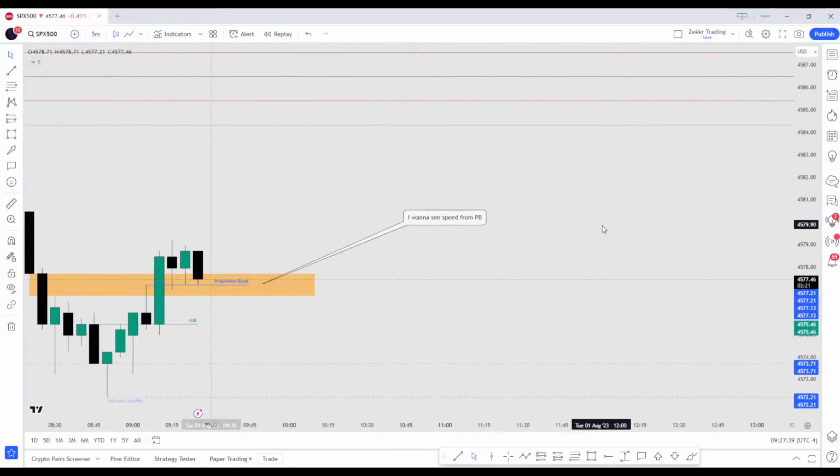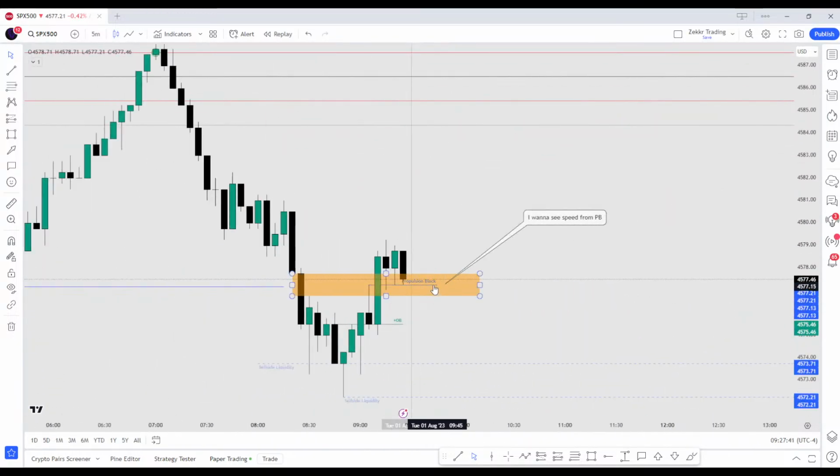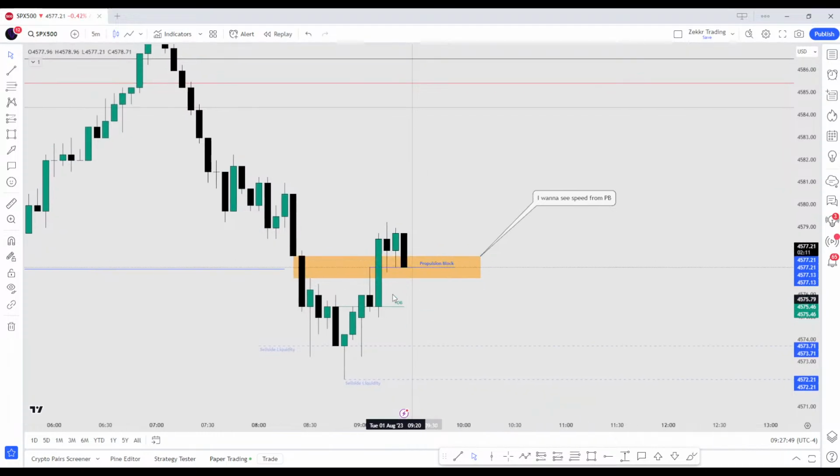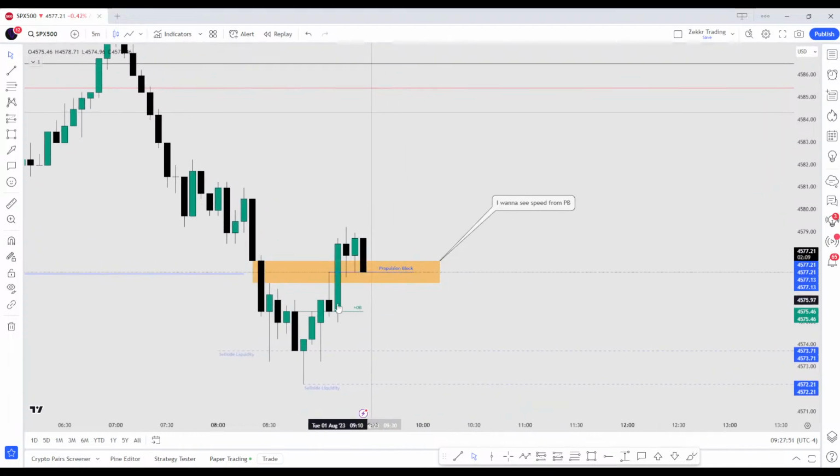I'm not really gonna trade this propulsion block right now, because this is not my model, but I'm just looking at what I'm seeing, and I don't really want to see a close below the 50% of this body, or the 50% of the whole candle. It's just for direction, for where the market's gonna go.